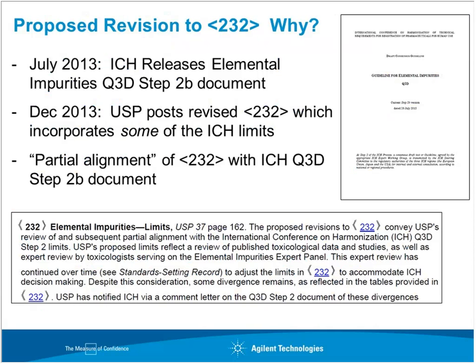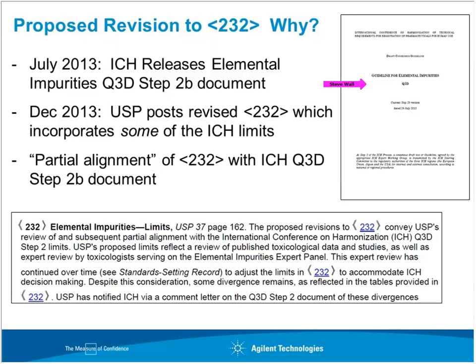Okay, so now that we know what some of the changes are, it's also important to know the reason for the revisions. So we can see that in July 2013, ICH releases the Q3D Step 2 document. I should mention that ICH is the International Conference on Harmonization, and this ICH attempts to harmonize global standards. And this can be important as most drug products are marketed around the world. So US as well as European and Japanese representatives are all involved with the ICH.